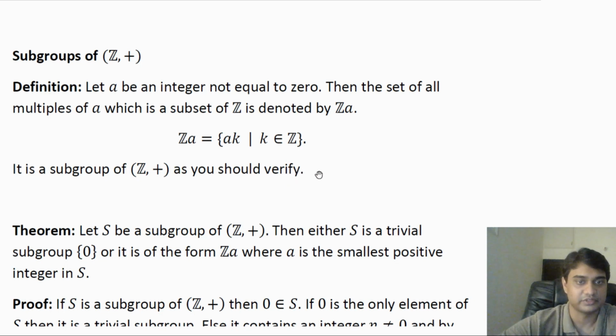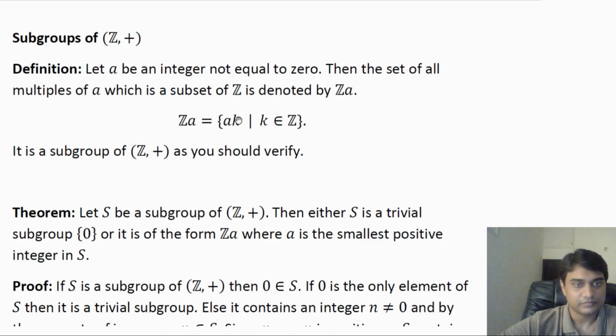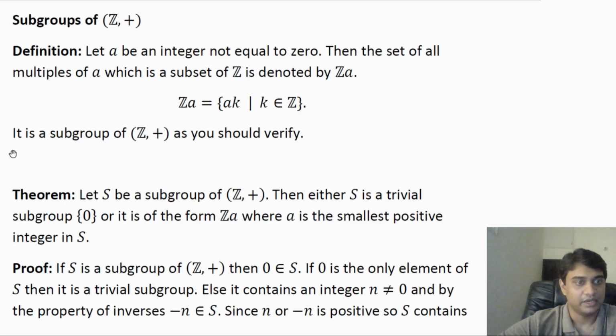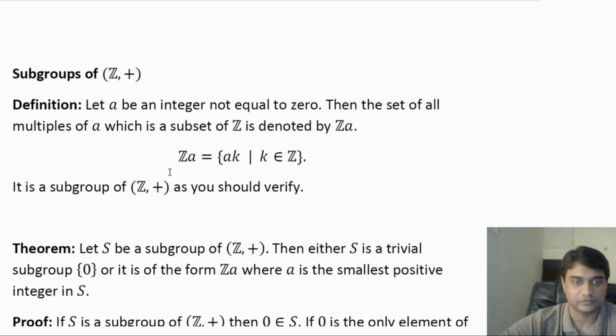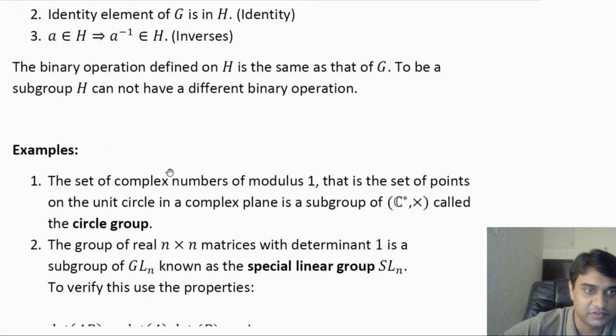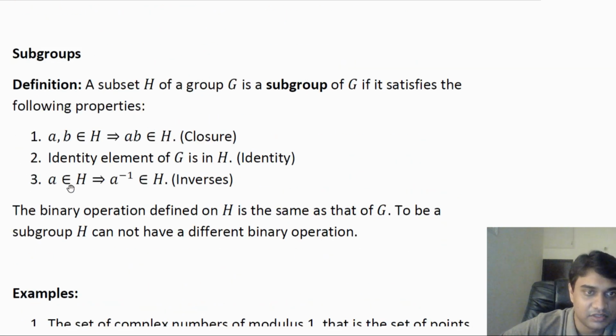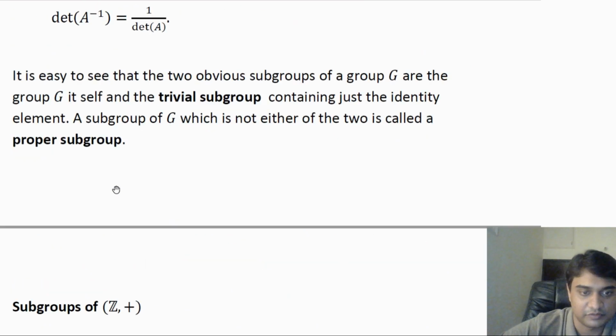A non-zero integer. So ZA is the set of all elements A times K, such that K is an integer. And this is a subgroup of the group of integers, right? I leave it to you to verify this. It's very basic and very easy to verify. It just uses these three subgroup properties.